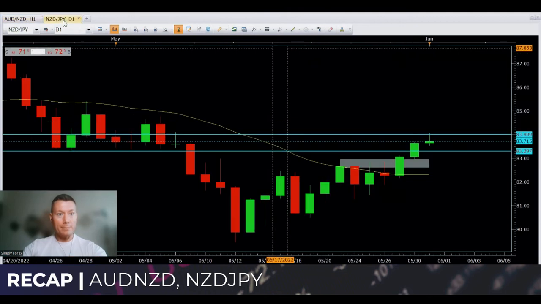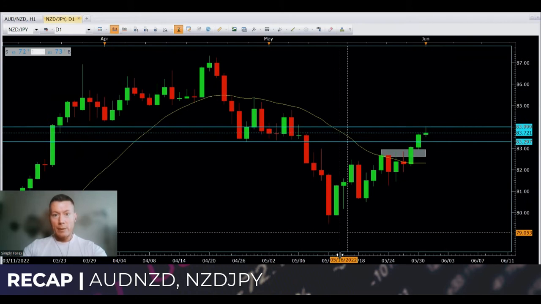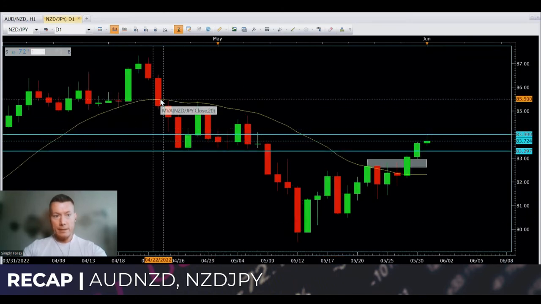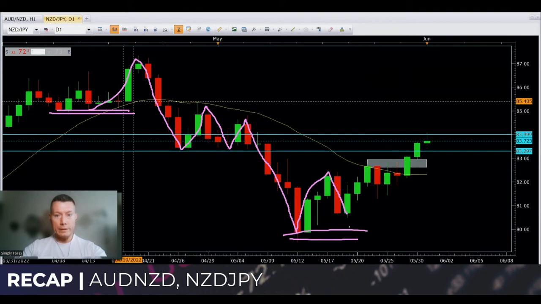Next pair we were looking at is this. This is the New Zealand dollar against the Japanese yen. And we were looking to buy this market. Price was in an uptrend, came back down, broke these lows, and created a lower high. These lows held, but eventually broke. We had a lower low, we had a lower high, but then we didn't create a lower low. These lows were never broken, and then eventually these highs were broken here.